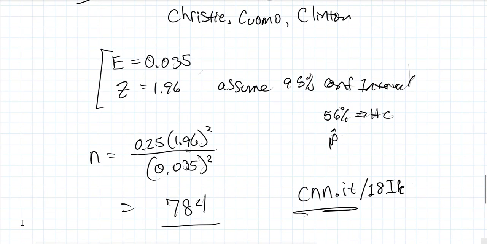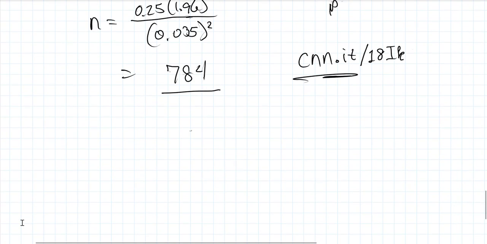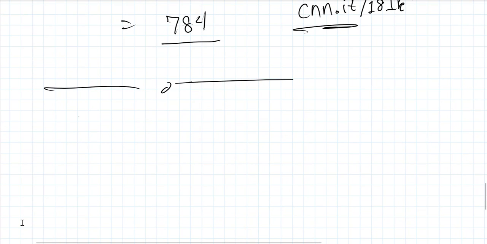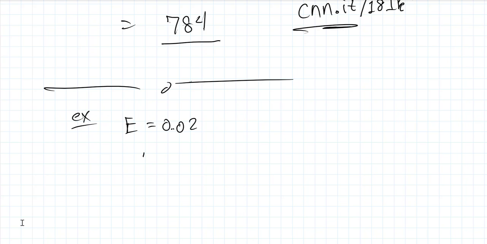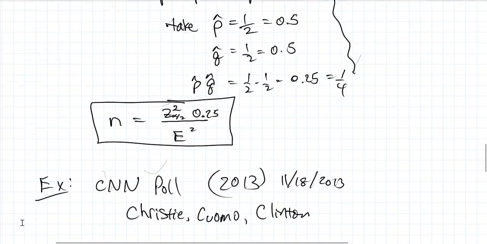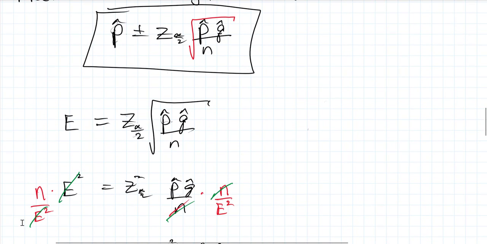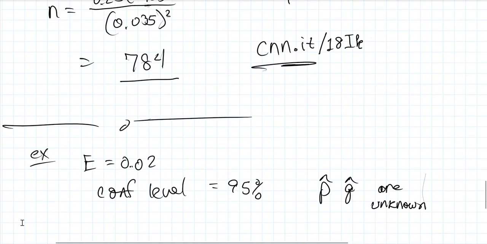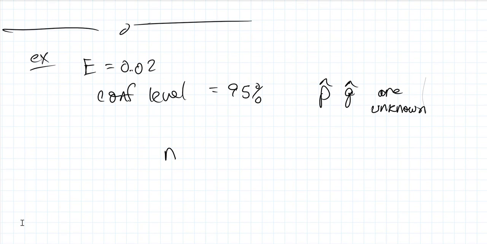One last example of how you could use this formula. This one might have come from your homework. Let's say that you have a margin of error that you want to hit that's 0.02, confidence level is 95%, and once again P is unknown, so P and Q are unknown. If they are known, then you can use the original formula. You don't have to use 0.5 and 0.5. You could just use the original formula. So given that P and Q are unknown, we can plug these values in.